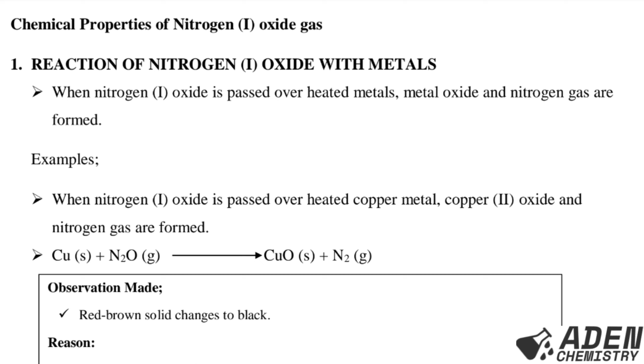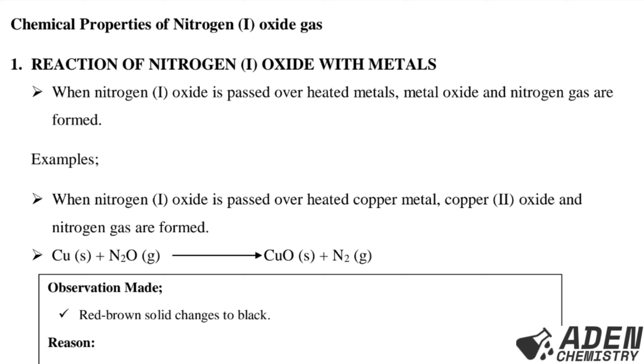So next we are going to proceed to the chemical properties of nitrogen monoxide gas, and we are going to number 1: reaction of nitrogen monoxide with metals. When nitrogen monoxide is passed over heated metals, metal oxide and nitrogen gas are formed. Example, when nitrogen monoxide is passed over heated copper metal, copper 2 oxide and nitrogen gas are formed. So let's write the reaction.